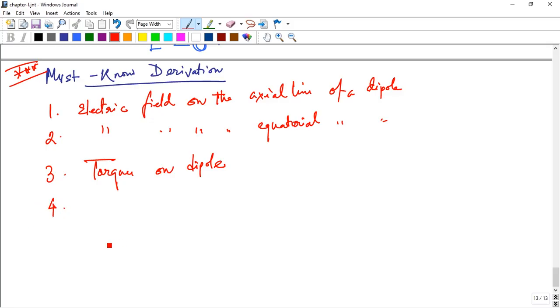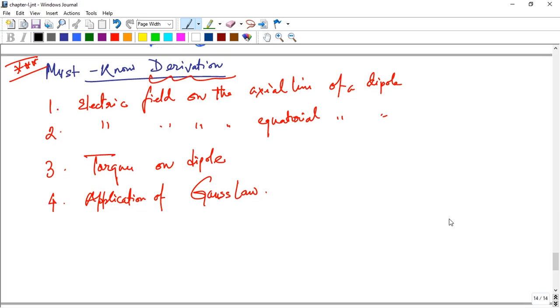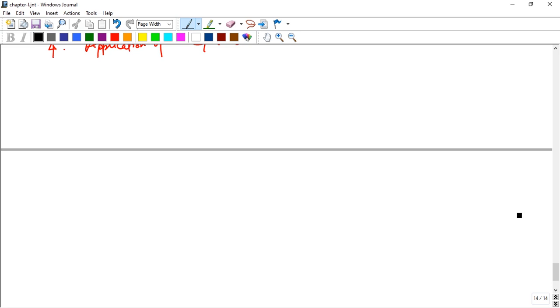Fourth, a very important key point, application of Gauss's law. These three are very important: an infinitely long straight charged wire, an infinite plane sheet of charge, and a uniformly charged thin spherical shell. These three applications are very important for derivation. You must know the derivations. And the last is the quick formula sheet.